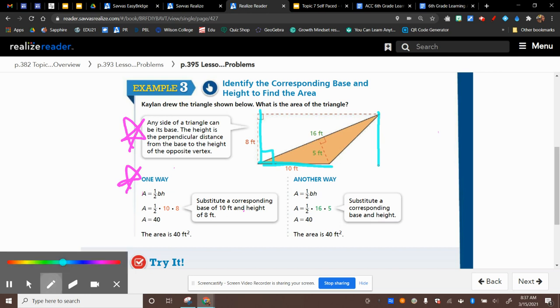We can use another base and height. So if we're going to choose to use the 16 as the base, we have to use the height that is perpendicular. It comes from the vertex straight down. So we're going to use the 16 and 5. We get the same answer. We do 16 times 5 and then take half of that, and we get 40 feet squared. So either one is okay, but you cannot mix the base and height. The base and height have to be chosen together.